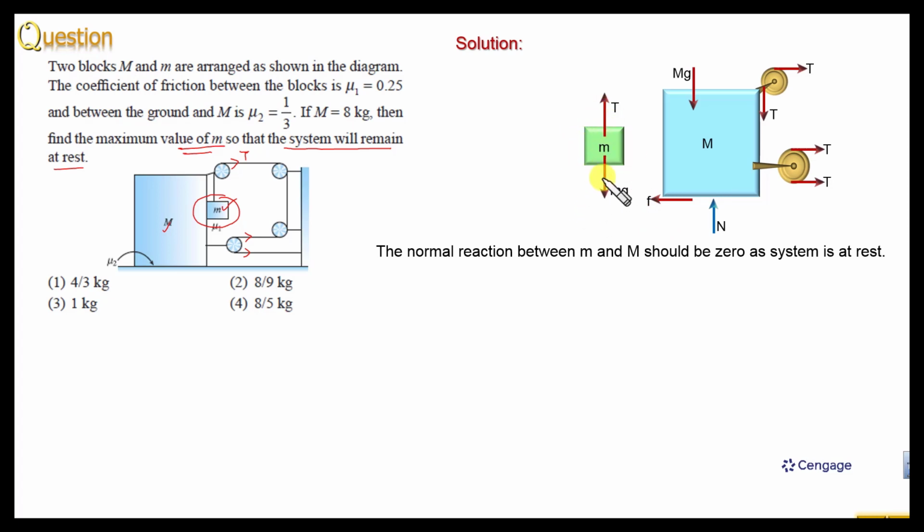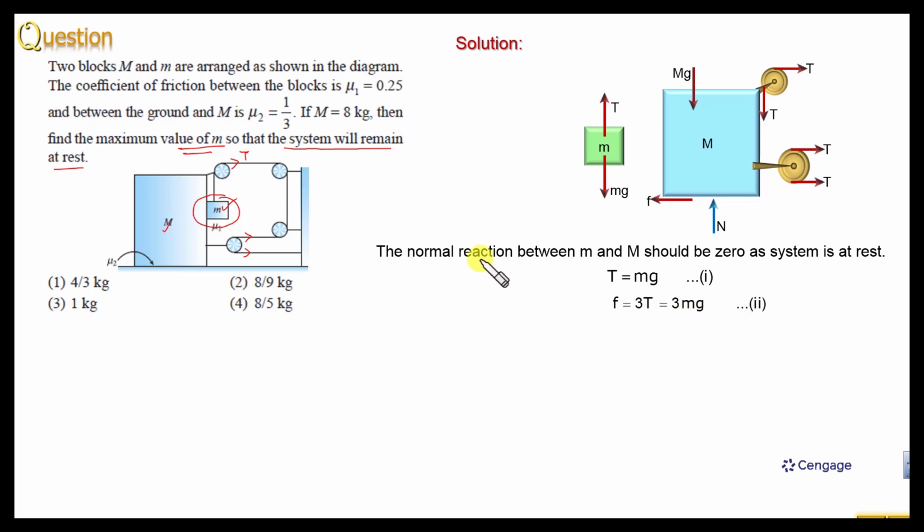Now again consider the free body diagram of small m. We can write the vertical equilibrium equation: capital T equal to small mg, first equation. Second equation we can write for the horizontal equilibrium of capital M. We can write small f equal to capital T plus capital T plus capital T. That means small f equal to 3 multiplied by capital T, and we know capital T is equal to small mg. That means small f equal to 3 multiplied by small mg, second equation.